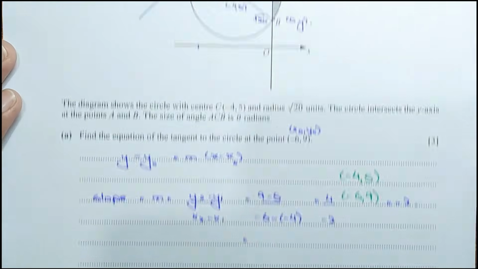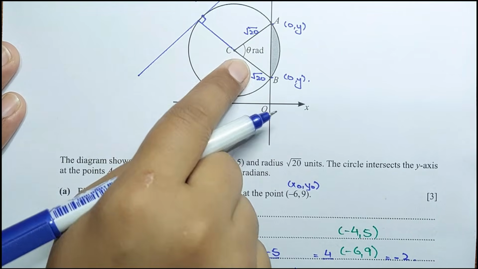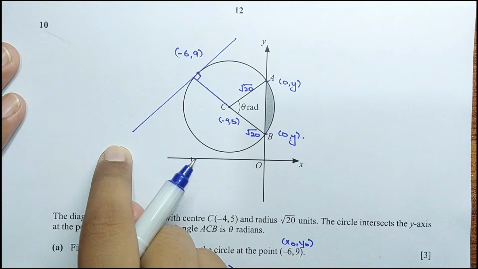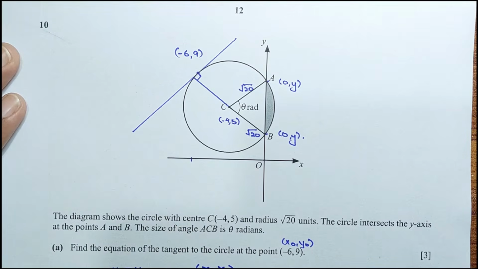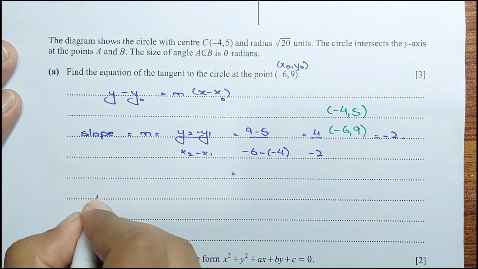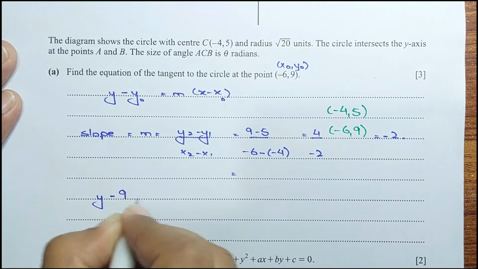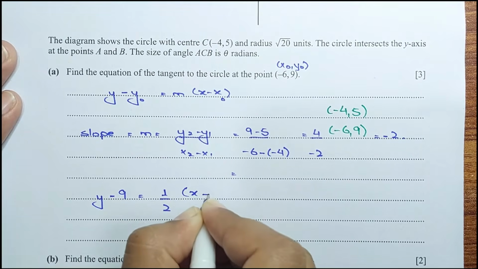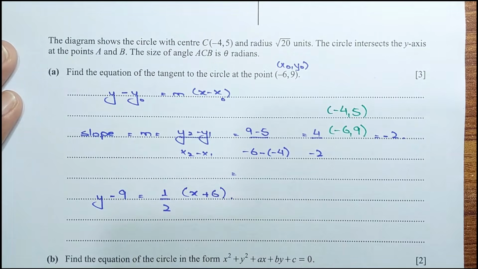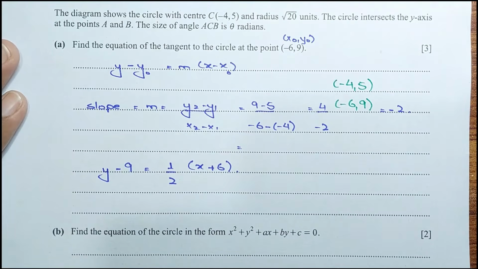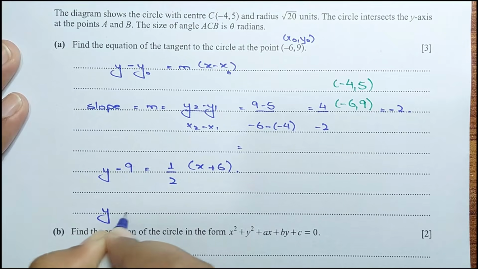All right, so the gradient of this line is -2, and what is the gradient of the line that is perpendicular? It is the negative reciprocal, which is 1/2. So the gradient of the tangent is 1/2, so y minus y naught equals m, which is 1/2, times x minus x naught, which becomes +6. So this is going to be the equation of the tangent.